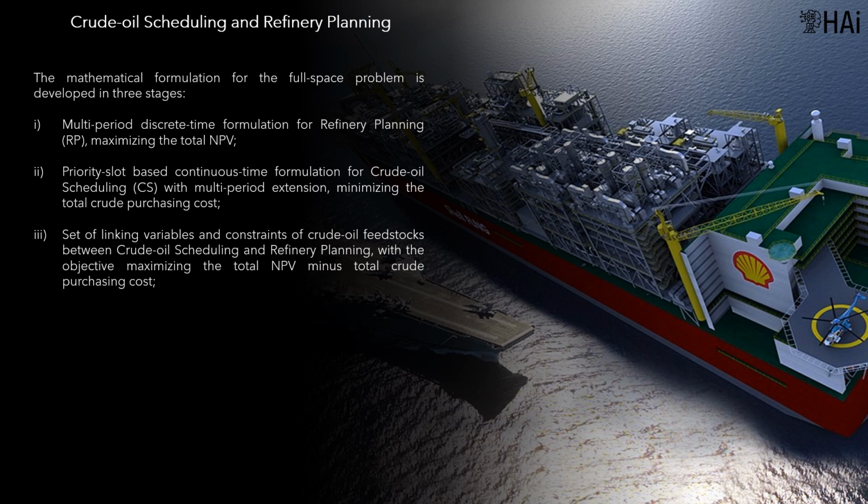Multi-period discrete time formulation for refinery planning, RP, maximizing the total NPV. Priority slot-based continuous time formulation for crude oil scheduling, CS, with multi-period extension, minimizing the total crude purchasing cost, and a set of linking variables and constraints of crude oil feedstocks between crude oil scheduling and refinery planning, with the objective of maximizing the total NPV minus total crude purchasing cost.